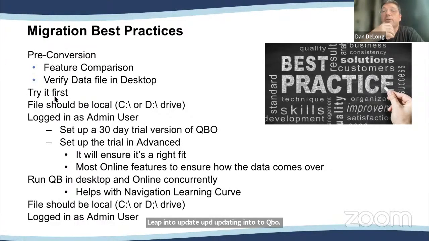Set up a trial run to see what you're in for. The file should be local, right? Meaning that it's on the local C or local D drive. I always compared that to trying to get an elephant to cross a tightrope. If your file is on a file server somewhere and you're asking it to do something across your network and upload it online, it's possible, but it's going to be messy. So always have the file local to your local C or D drive.